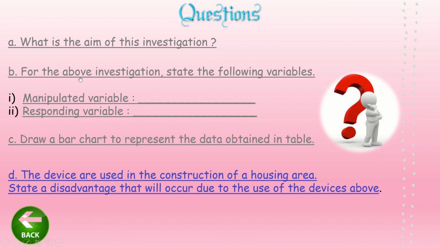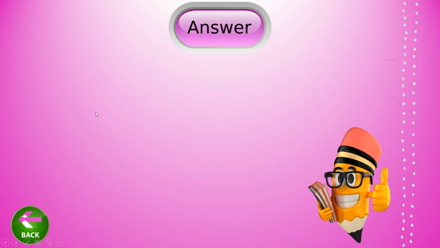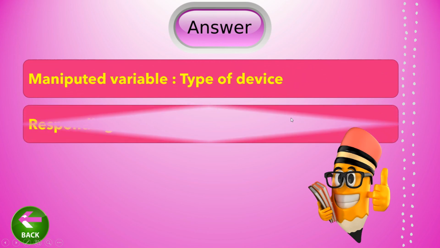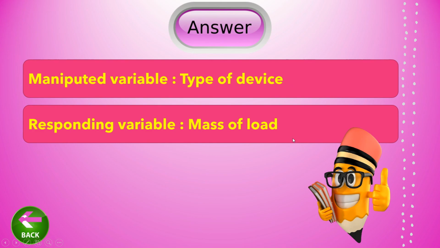Question B. For the above investigation, state the following variables: manipulated variable and responding variable. Manipulated variable is type of device. Responding variable is mass of load.